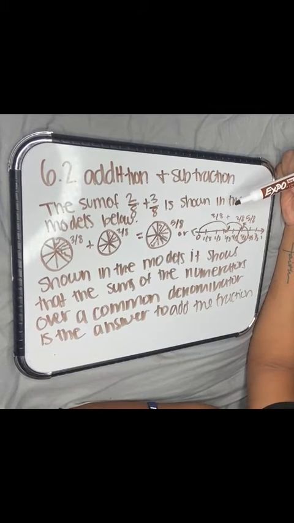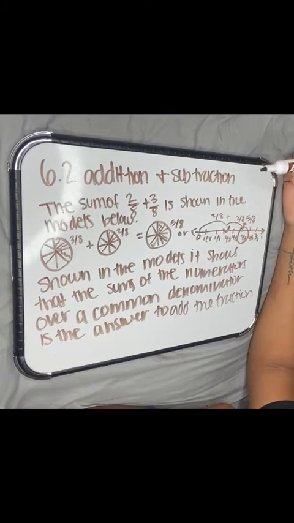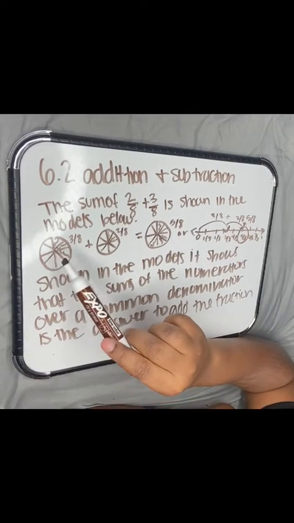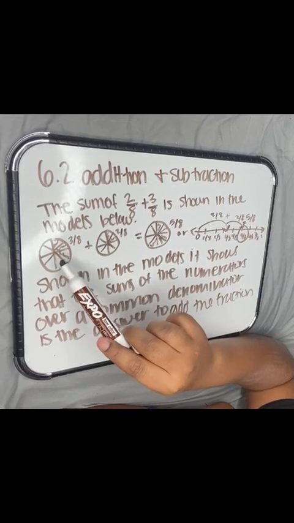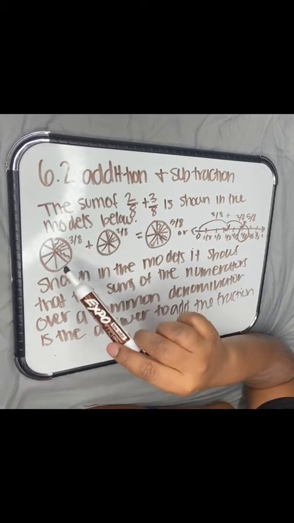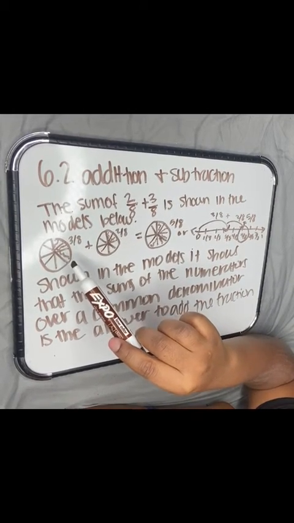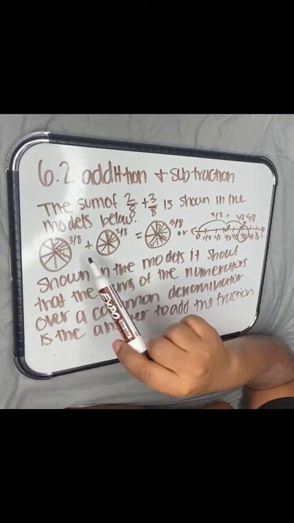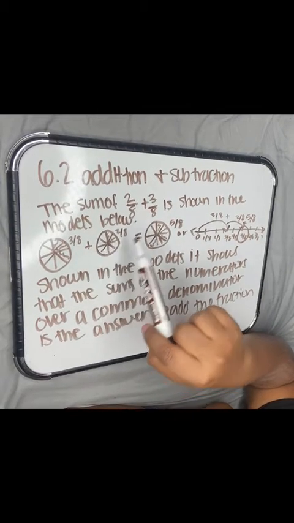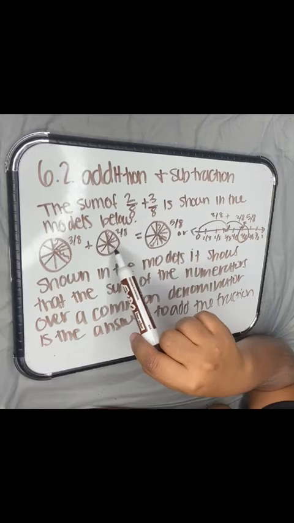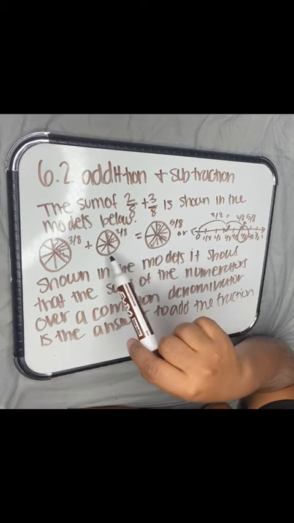The sum of 2 eighths plus 3 eighths equals, shown in the models below. So here we have a fraction circle of 8 full pieces, and 3 of those are shaded in. So if 3 of those are shaded in out of those eighths, that gives us 3 eighths. We are adding that to another fraction circle with 8 pieces. 2 of those are shaded in. If 2 of those are shaded in out of that 8, that gives us 2 eighths.